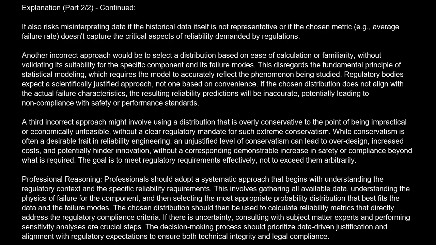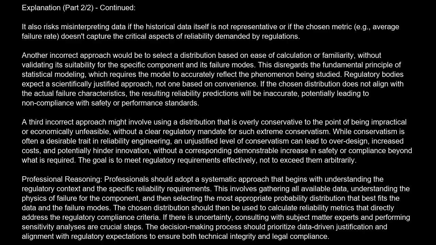A third incorrect approach might involve using a distribution that is overly conservative to the point of being impractical or economically unfeasible, without a clear regulatory mandate for such extreme conservatism. While conservatism is often a desirable trait in reliability engineering, an unjustified level of conservatism can lead to overdesign, increased costs, and potentially hinder innovation, without a corresponding demonstrable increase in safety or compliance beyond what is required. The goal is to meet regulatory requirements effectively, not to exceed them arbitrarily.